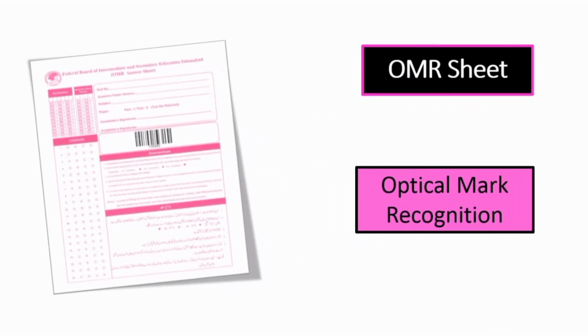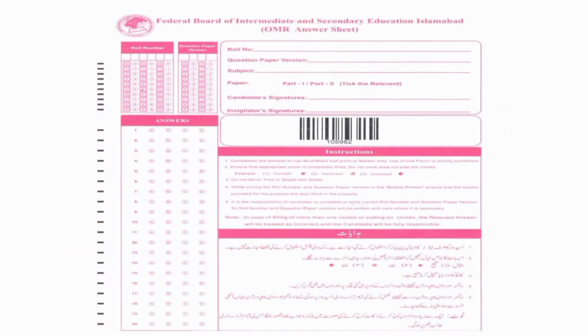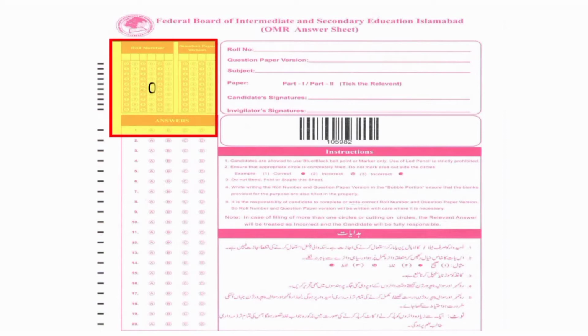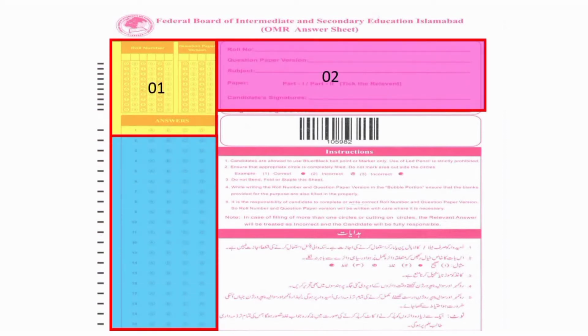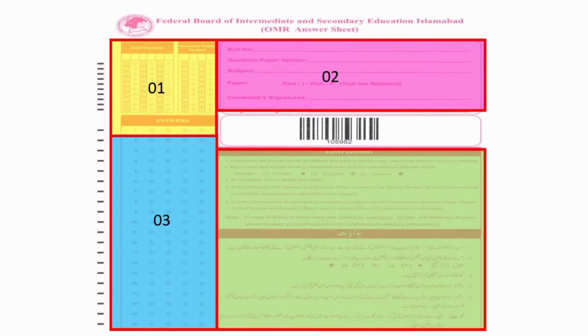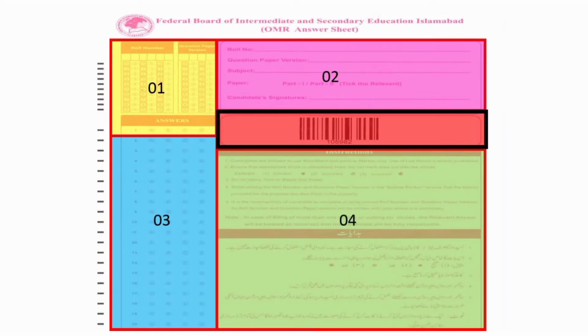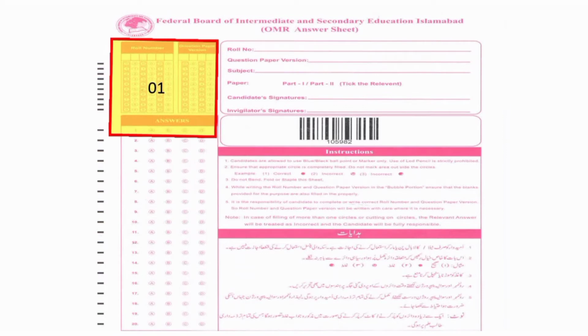Now let's start with the OMR sheet. OMR stands for Optical Mark Recognition. This OMR sheet can be divided into 4 parts. We will discuss all the parts one by one. First, we will discuss part 1. You have to fill all these parts carefully.